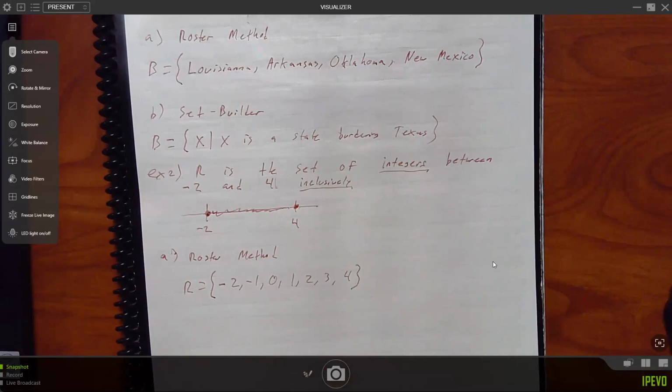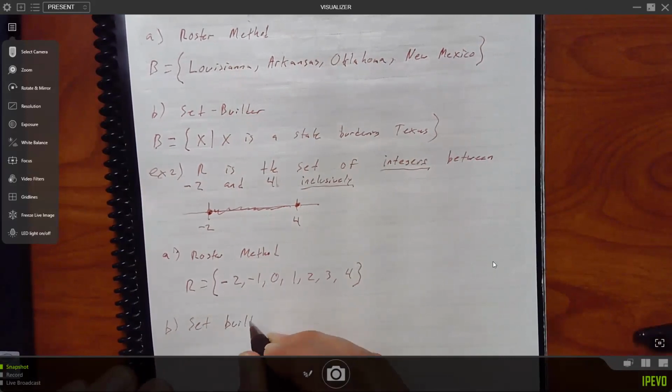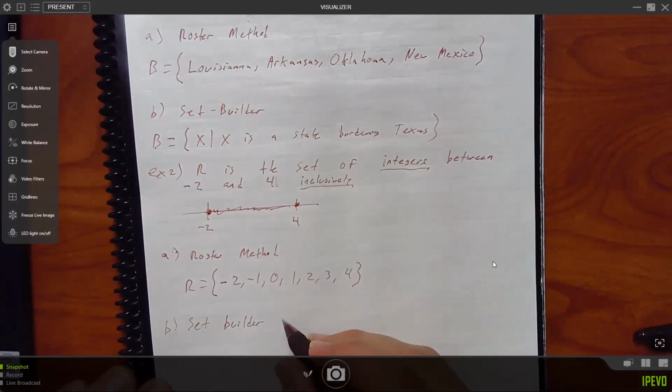So that is the roster method. You just list the elements. Set builder notation.